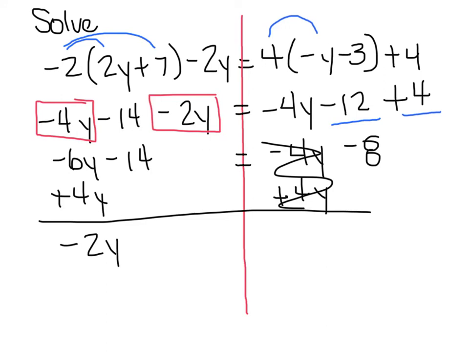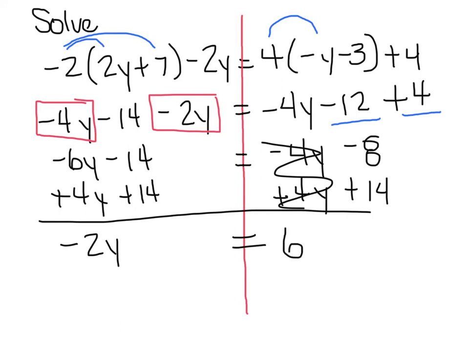I'm going to take care of 2 steps here. I'm going to go back up to this negative 14. Since I'm trying to isolate y to the left side, I'm going to move this 14 over to the right side by adding it. Negative 8 plus 14 is a positive 6.